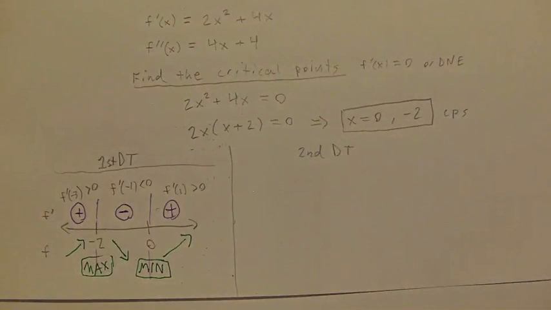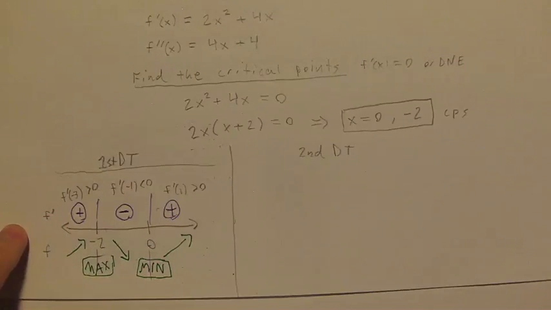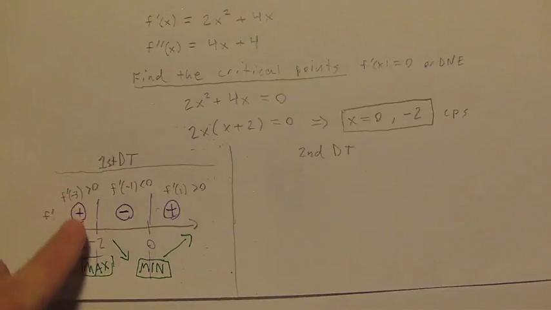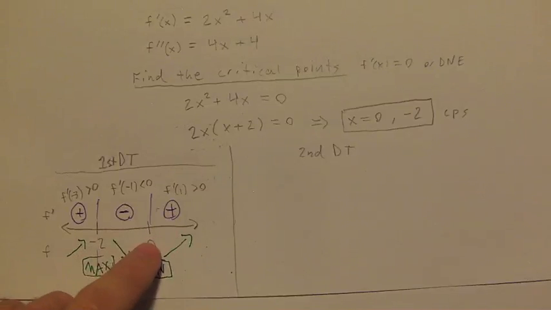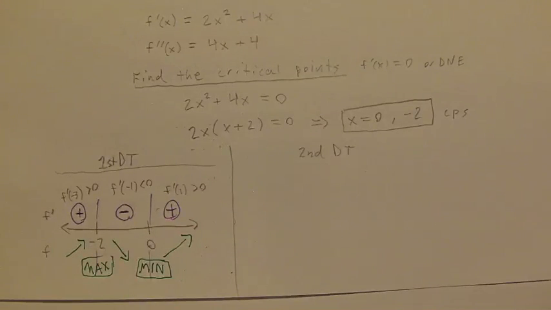So that's the first derivative test. And the nice thing here is we also have the intervals that we need, right? F is increasing from -infinity to -2, it's decreasing from -2 to 0, and then increasing again from 0 to infinity. So if asked for those intervals, we have them.